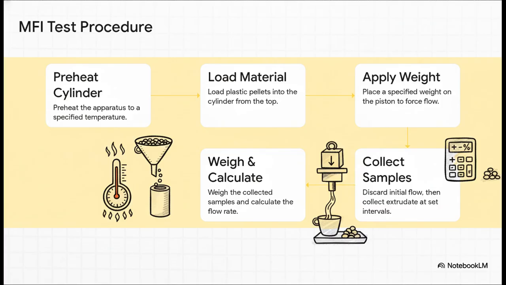So following these steps gives you a precise, repeatable value. You heat the machine, load the plastic, apply the weight, and then you start a timer. You collect the plastic that squishes out over a set period, you weigh it, and then you use a simple formula to calculate its flow rate. This number is what helps you tell the difference between grades of a polymer and predict exactly how it's going to behave in your machines.